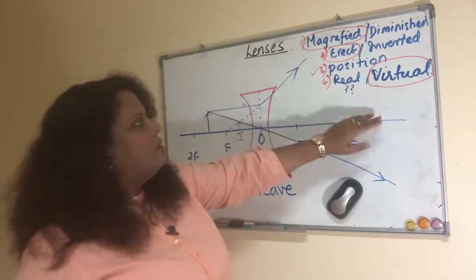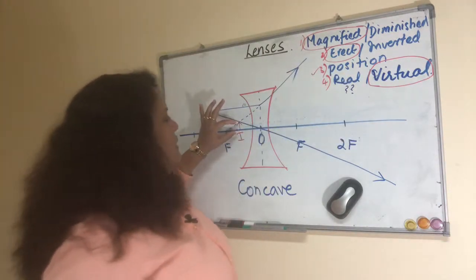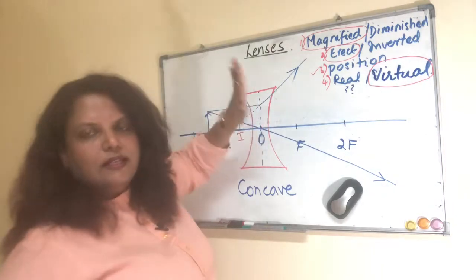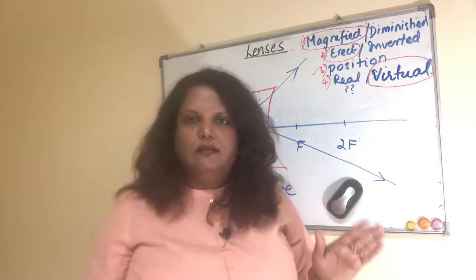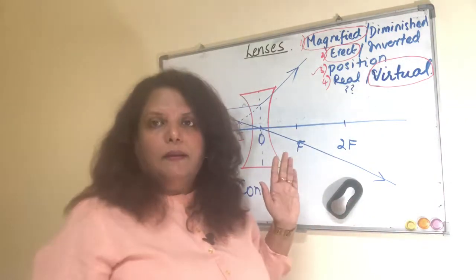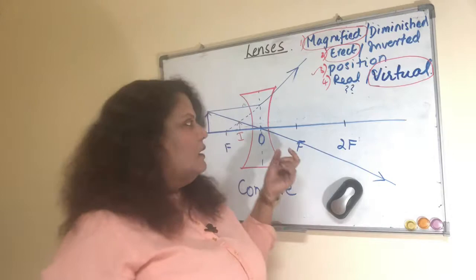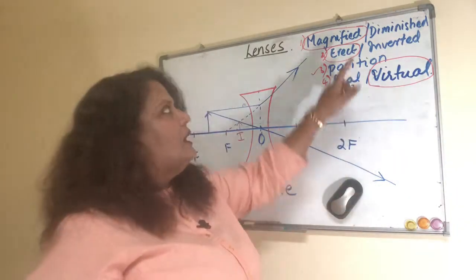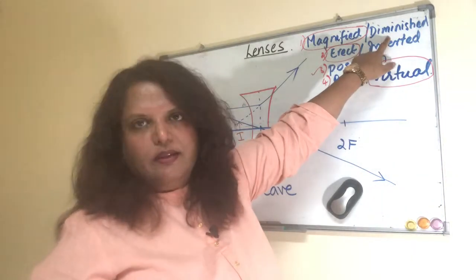Now looking at these characteristics, what would the characteristics of the image be here? Now the size is diminished. For a concave lens, as I said, it's like a standard diagram. All the positions of these objects will lead to similar image characteristics only. It will always be diminished, smaller than the object.